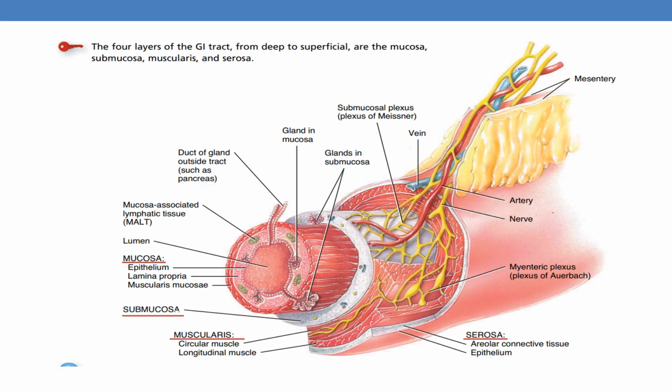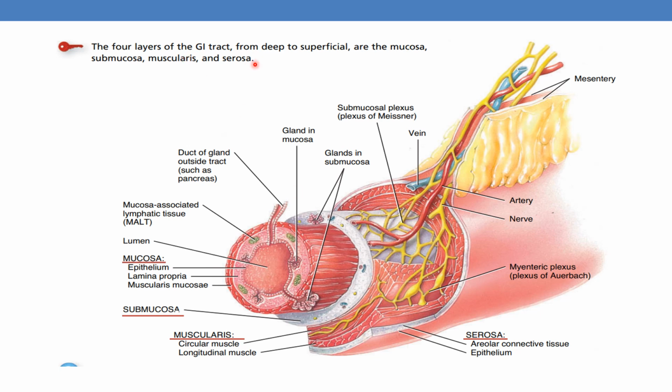Now, coming to the layers of the gastrointestinal tract, there are mainly 4 layers for GI tract. They are mucosa, submucosa, muscularis and serosa. Here you can see inner part. This is mucosa. The next layer is submucosa. This is the gray color one. The next is muscularis. Below submucosa, it is muscularis, where you can find the yellow line. This is muscularis. And finally, serosa.